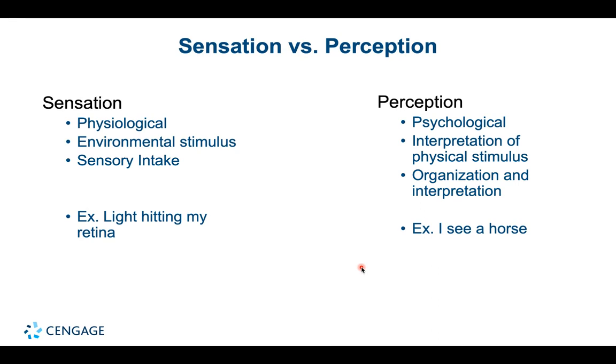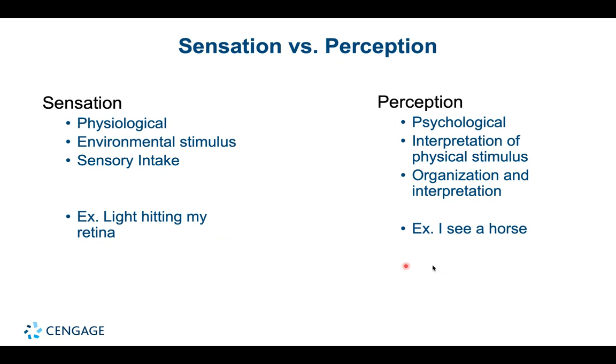Now, we do want to create a distinction between sensation and perception. Sensation really is physiological. It's just the study of the environmental stimulus impacting your senses. So, for example, if we're studying vision, then sensation is the light that enters your eyes and hits the back of your retina, and it registers with your brain. That's a sensation. It's just the physical stimulus.